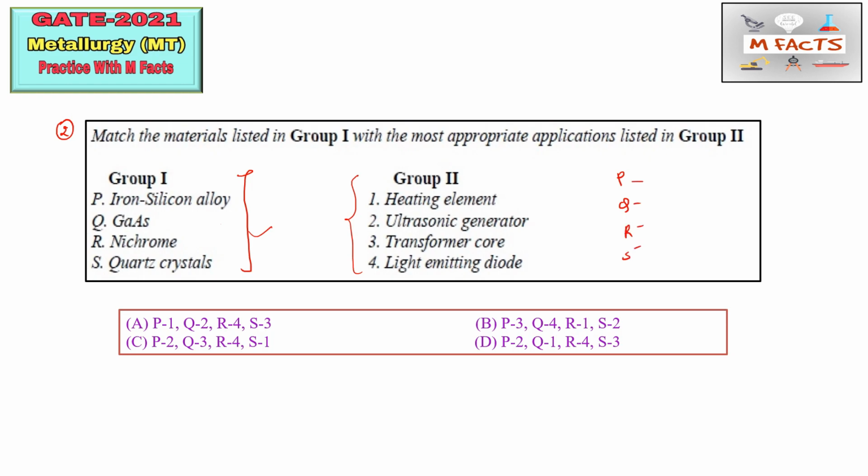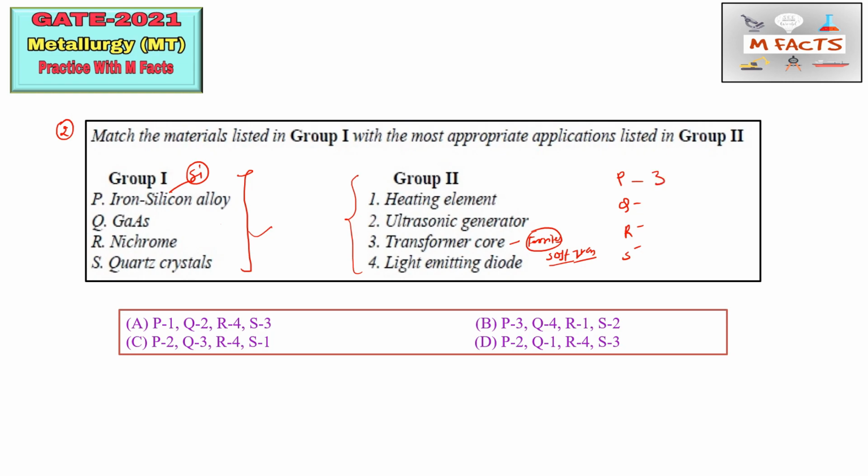The first is iron silicon alloy. Iron silicon alloy is mainly used for making the transformer core. The transformer core is basically made of ferrites or soft iron, and for making this soft iron you can mix silicon in iron. So iron silicon alloy is generally used for transformer cores. So P we can match with 3.